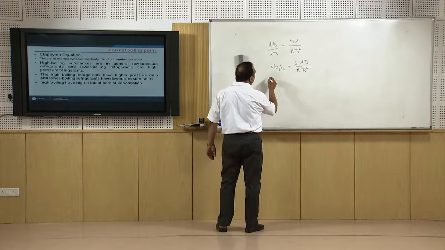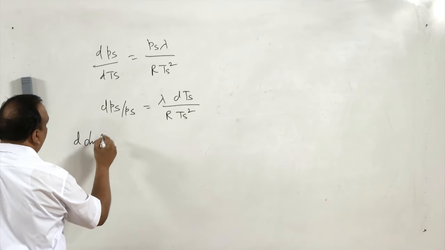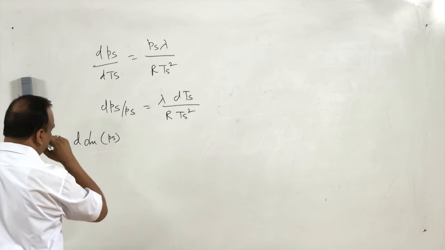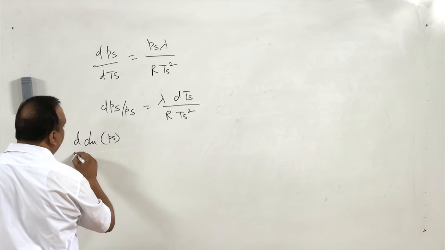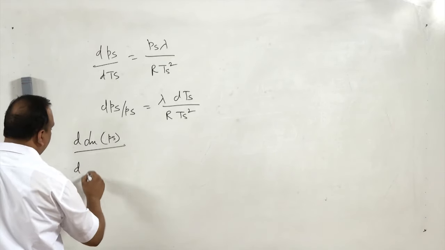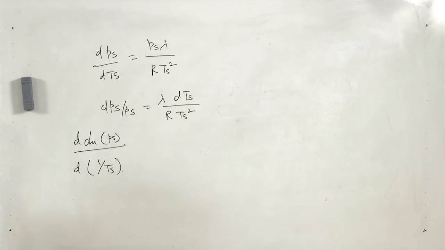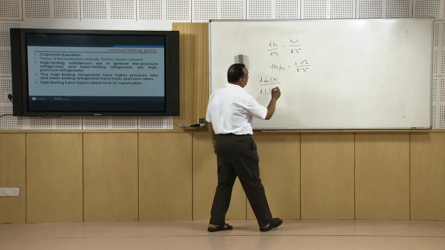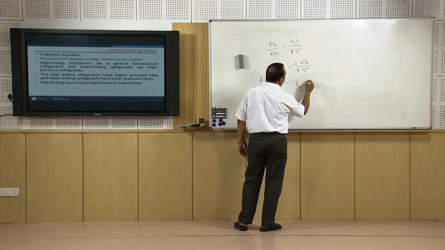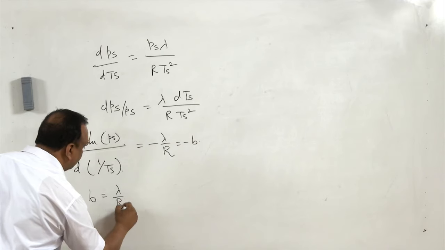Now, we can further write it in differential form as d natural log of Ps divided by d(1/Ts) is equal to minus lambda by R, which is equal to minus B. So, B is equal to lambda by R.